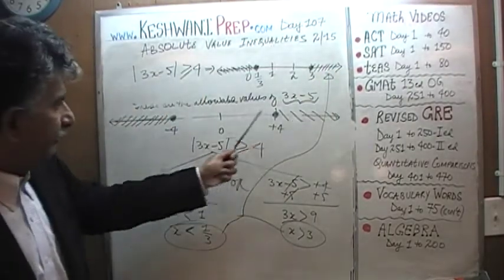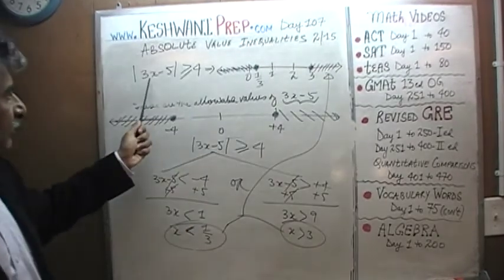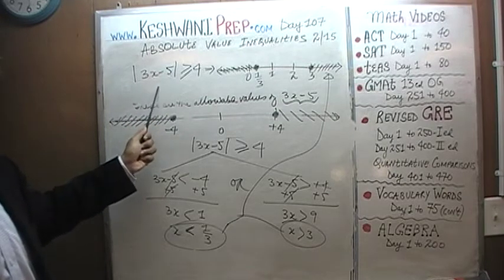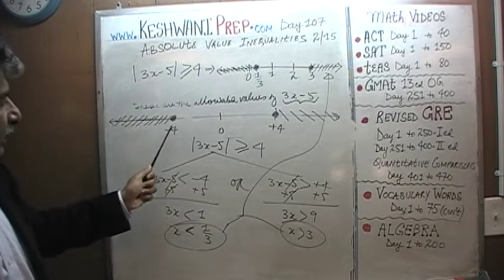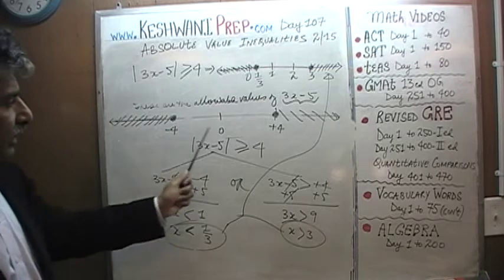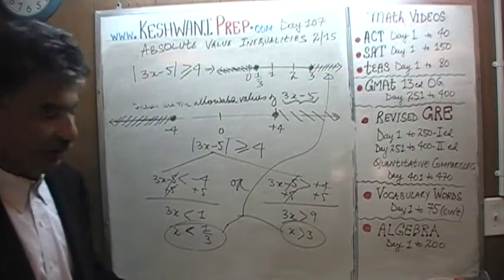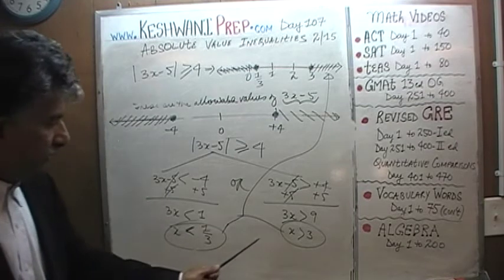One more time, this was the intermediate step. Do you understand? This intermediate step tells us what are the allowable values of the expression that is given in the absolute value sign. The expression that is given to us is 3x minus 5. The allowable values of 3x minus 5 are anything less than negative 4 and anything more than positive 4, which in turn translated into the values of x being either less than 1/3 or more than 3.